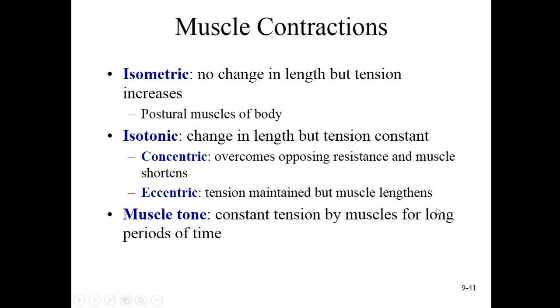When we use the phrase muscle tone, we're really talking about this sort of low-grade constant tension that we can generate for long periods of time. For example, if you rest your arm on the table, you might think that your arm is really relaxed, but actually at any given moment, a small percentage of your muscle fibers are in a state of contraction. They're sort of rotating through.